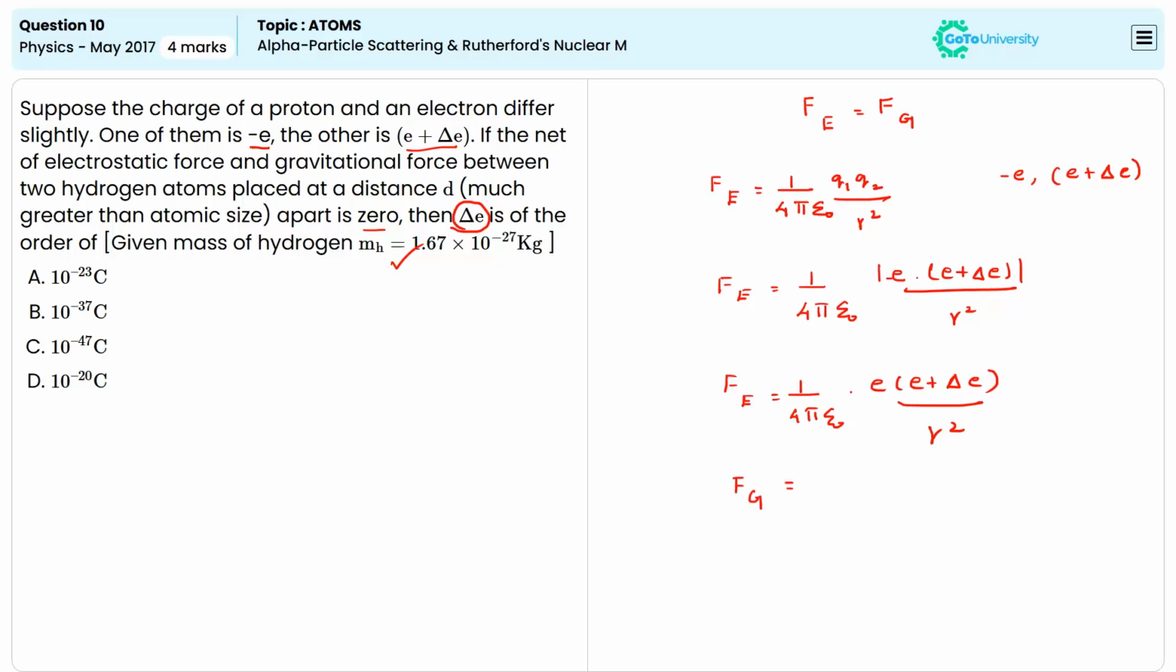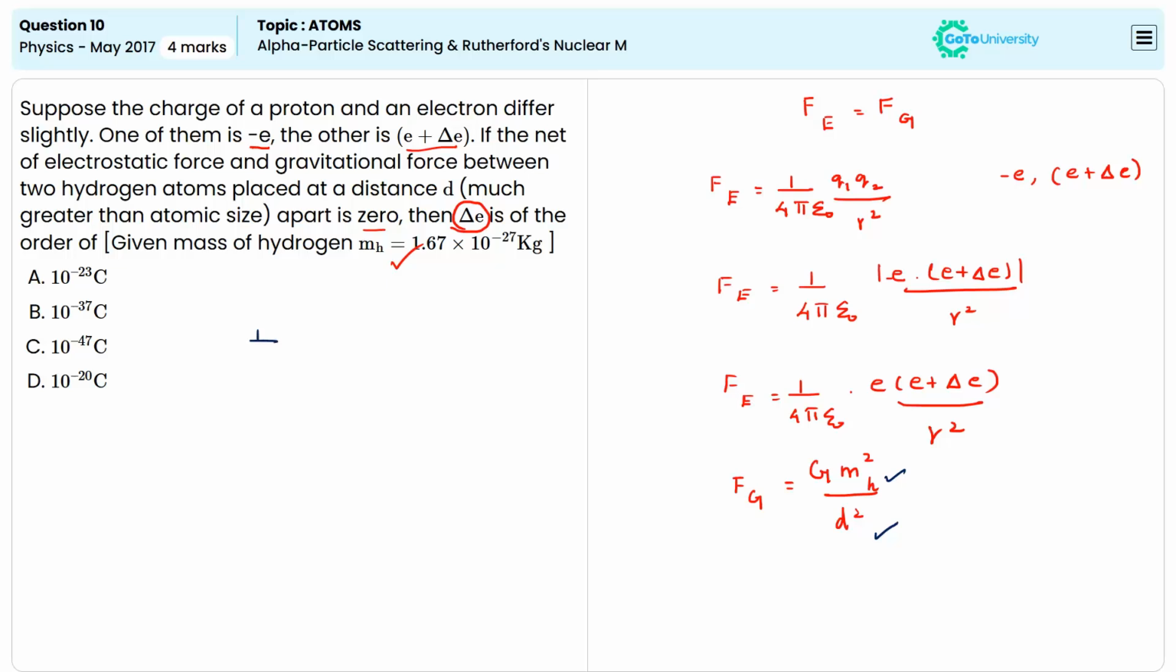It's known that the gravitational force is equal to G m square divided by d square. Here we are calculating for a hydrogen atom, so we can write G m_H square divided by d square. Here m_H represents the mass of a hydrogen atom and G represents the gravitational constant. Now we can equate both the equations.